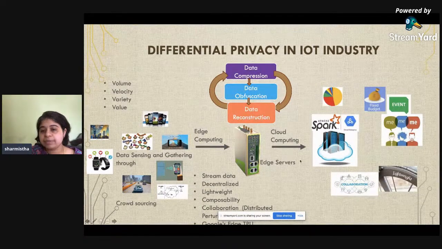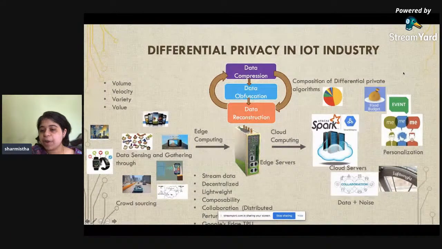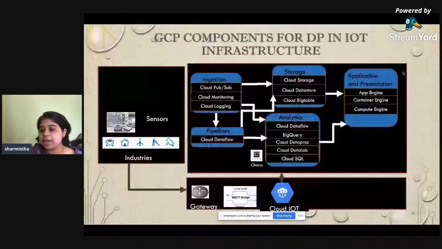Now what happens after we are done aggregating the data on the edge? We have Spark. The equivalent is Dataproc. You use Dataproc to compute the algorithms, what algorithm you are going to use on the raw data. Once you do that, you can create separate individual algorithms or ensembles, like what we have talked about. Then you send the composite algorithms, the differentially private algorithms, to the end users.